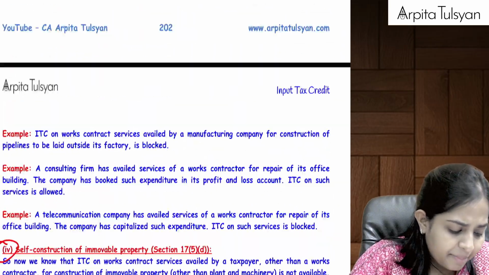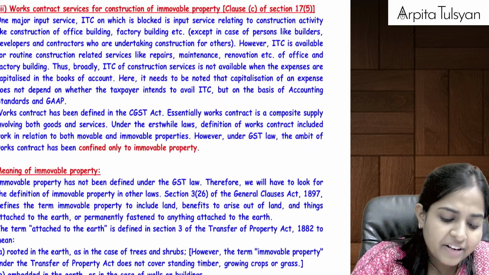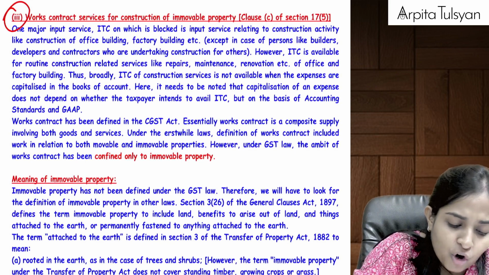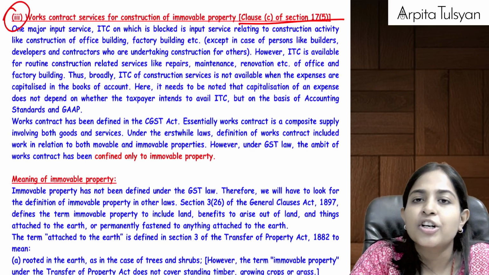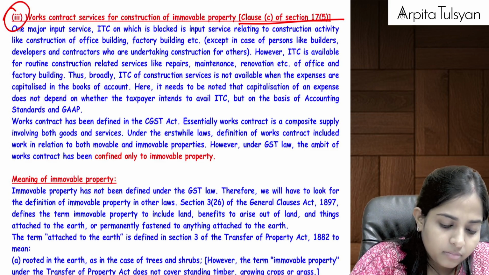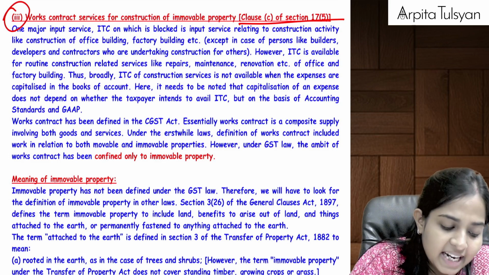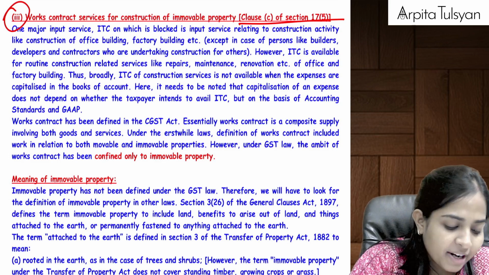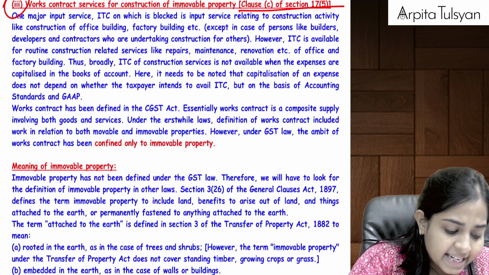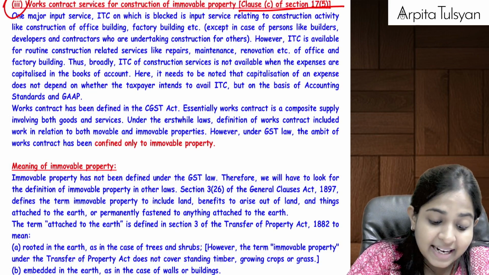In fact, it can be related to 17.5C also and 17.5D also. 17.5C, the just above point, the third point in section 17.5, which was talking about works contract services for construction of immovable property. Do you recollect this? Whenever we were constructing any immovable property and if we have taken works contract service, except for the builder, developers, etc., then in that case, ITC will not be available when the expenses are capitalized in the books of accounts.